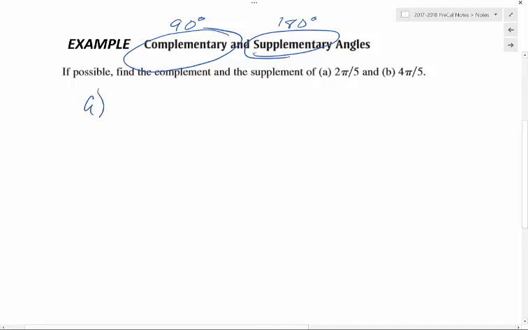So I'm going to say for A, 2 pi over 5, and then I'm going to subtract that from pi over 2 because that is 90 degrees. That will become 5 pi over 10 minus 4 pi over 10. So I'll get pi over 10 as my answer for the complementary angle.